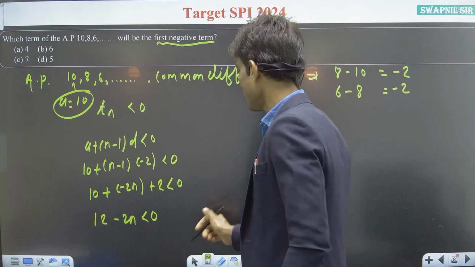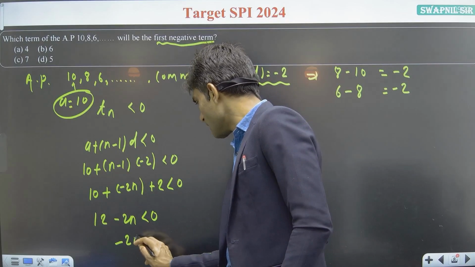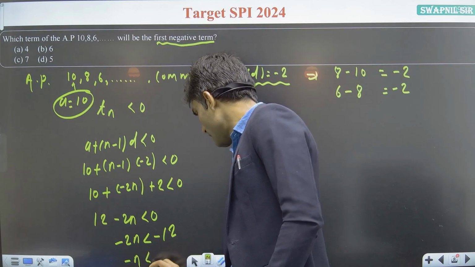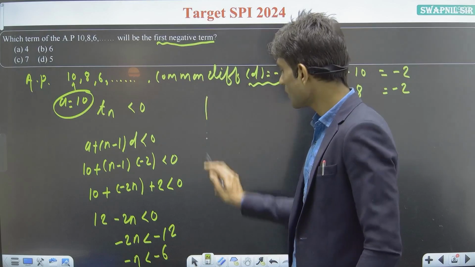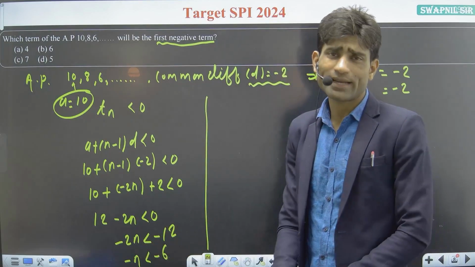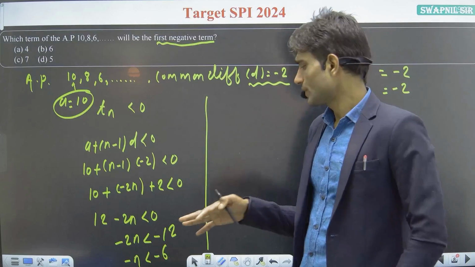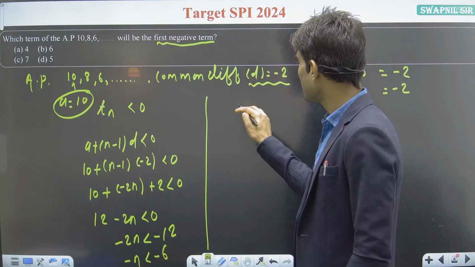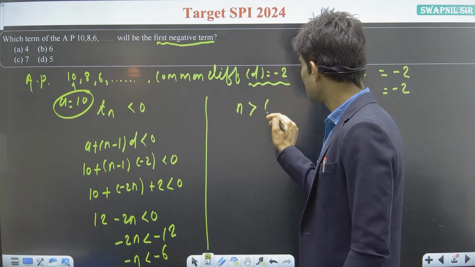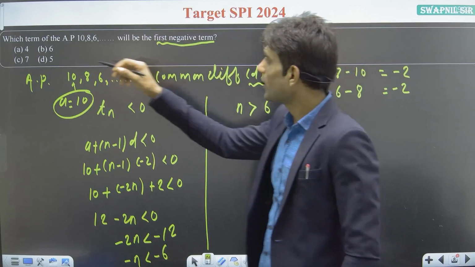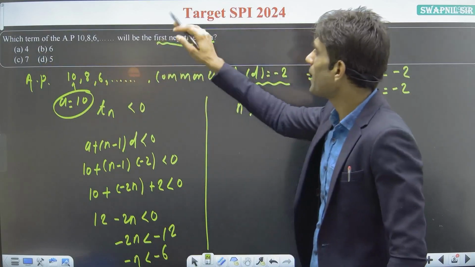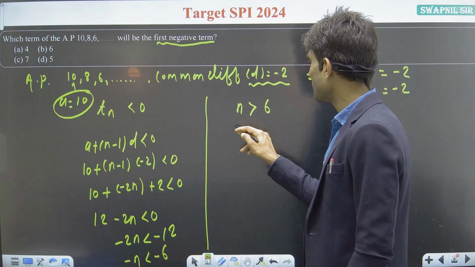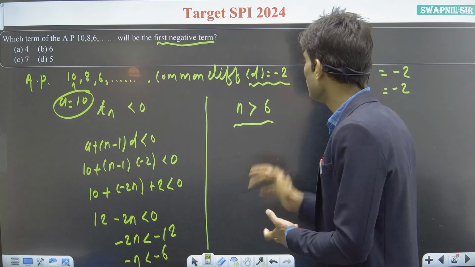Okay, take that 12 to the other side. So minus 2n smaller than minus 12. Okay, so minus n smaller than minus 6 here. When we multiply both sides by a negative sign, strictly less becomes strictly greater. So then we write n strictly greater than 6 here. Okay, then in our question we want to know which term of the arithmetic progression will be the first negative term. That means all n give us a value bigger than 6.